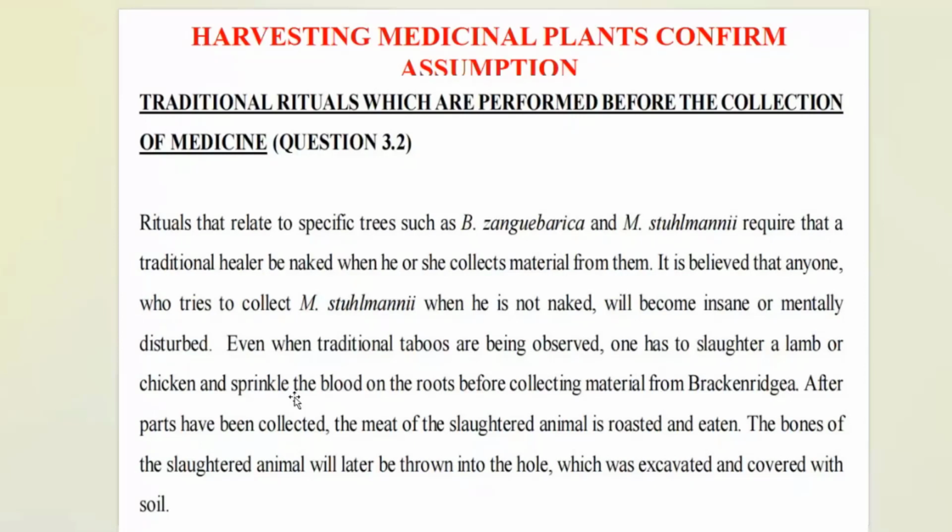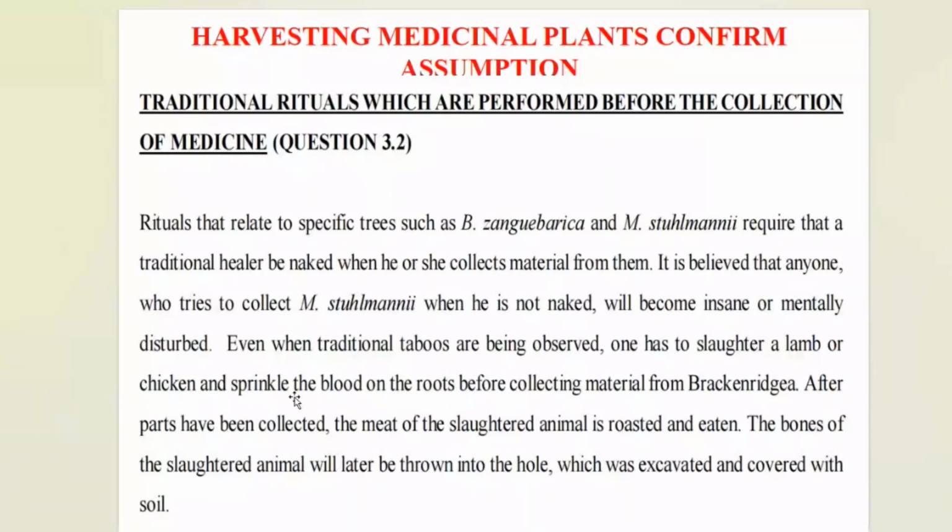Even when traditional taboos are being observed, one has to slaughter a lamb or chicken and sprinkle the blood on the roots before collecting materials from Brachyphylla, which is Mutabatsindi. So this is a ritual that has to be done. Slaughter a lamb or a chicken, then take the blood, sprinkle on the root before collecting the roots. After parts have been collected, the meat of the slaughtered animal is roasted and eaten.